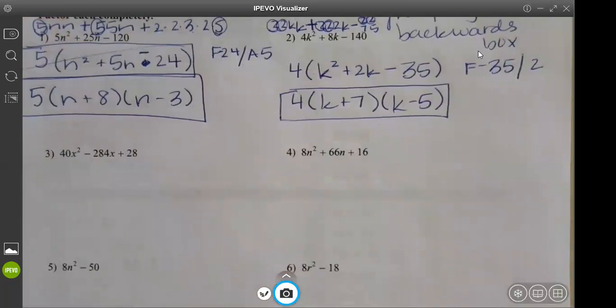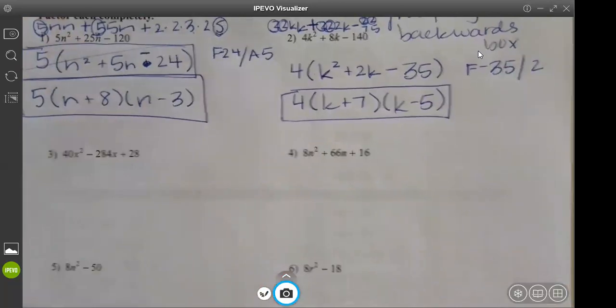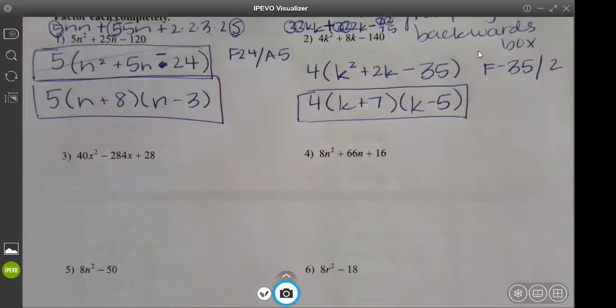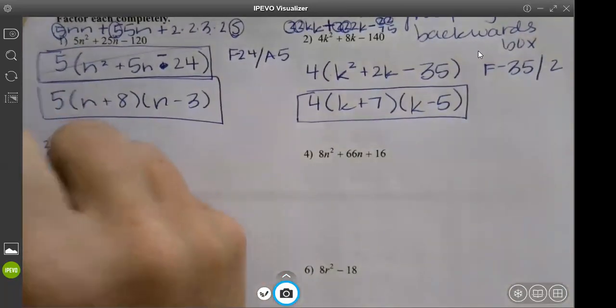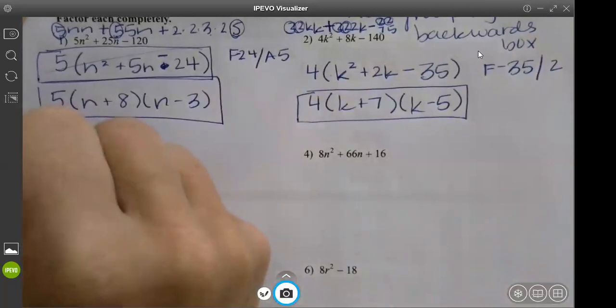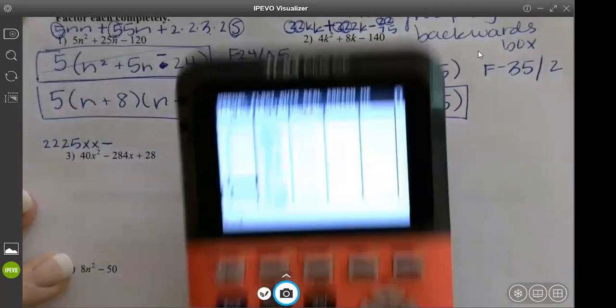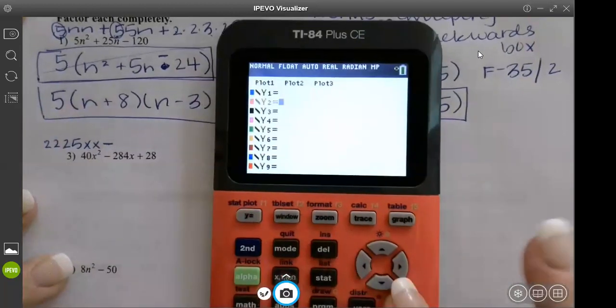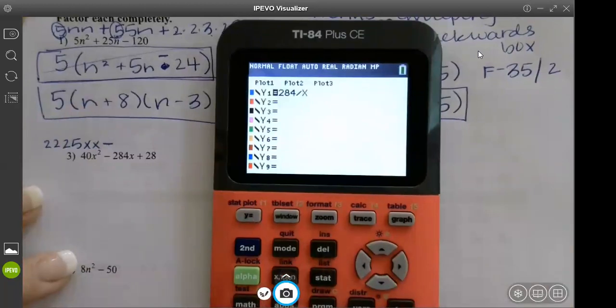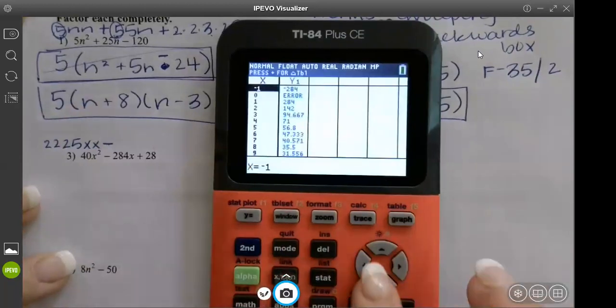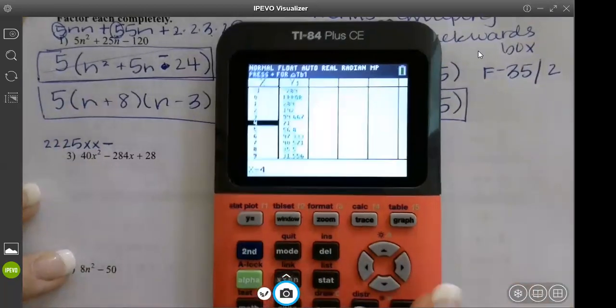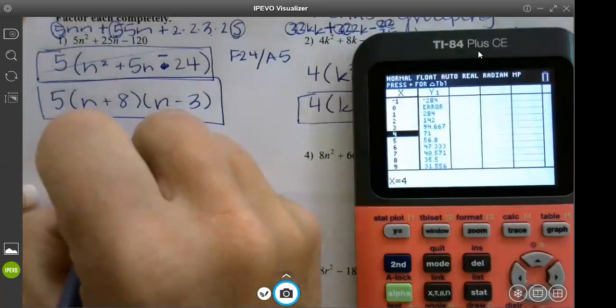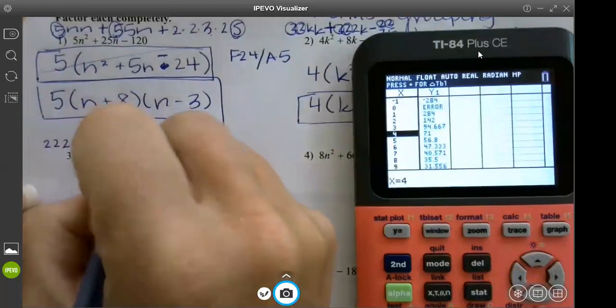Number 3 and 4 the exact same way. So we have 40x squared minus 284x plus 28. I know 40 is 4 and 10. So 2 and 2, 2 and 5, and 2 x's. I don't know my factors of 284. So I'm going to put them in my calculator like this, just that first part. And I'm going to try to find some that I'm good at. I think 4 and 71 is as good as it's going to get. 71 won't break down. I know that.